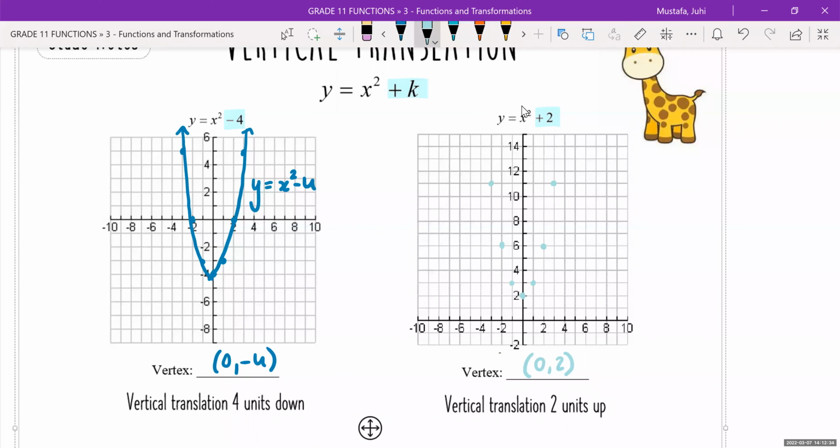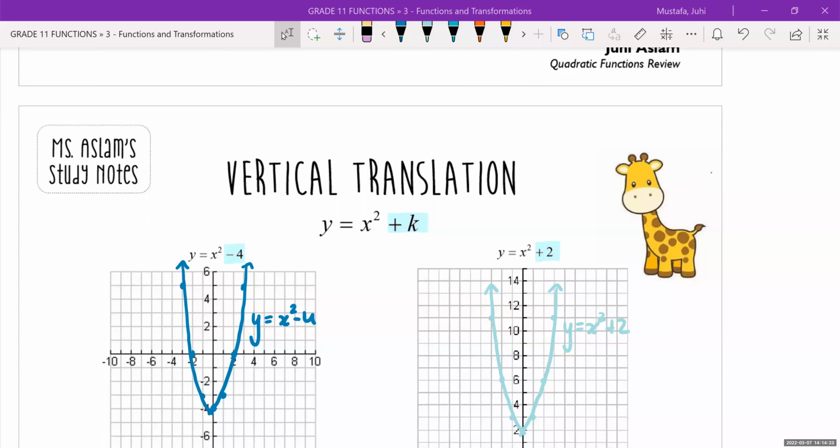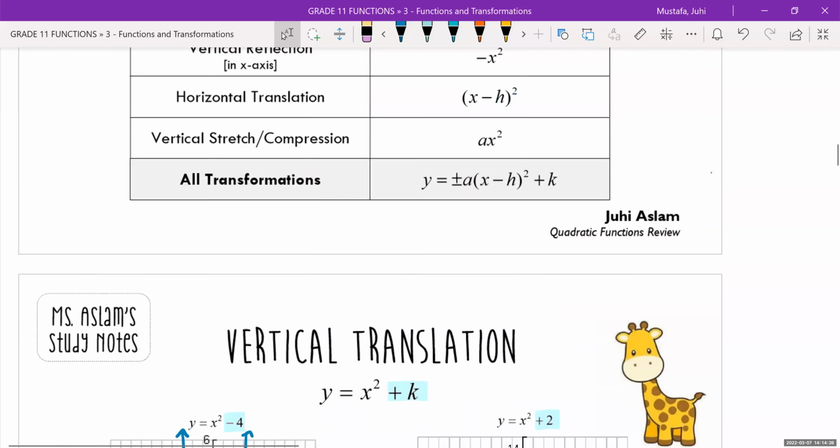2, 3, 4, 5. Okay, good. You're going to connect all the points, make a smooth curve, arrows on both ends, and then label your parabola. And using math language, this is a vertical translation 2 units up. Let's keep going.